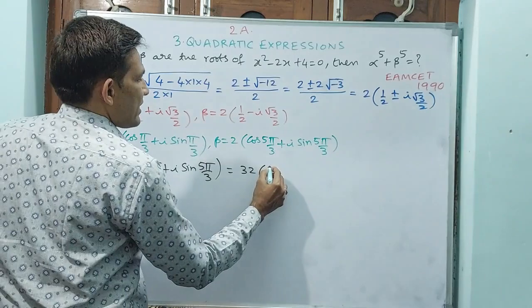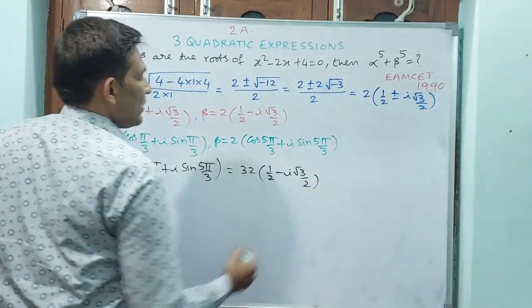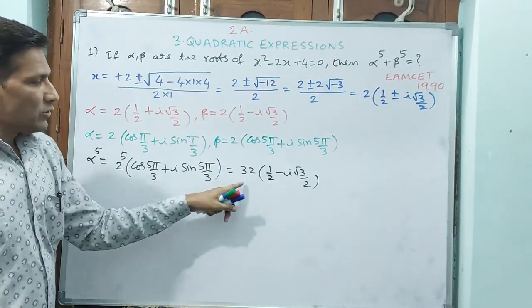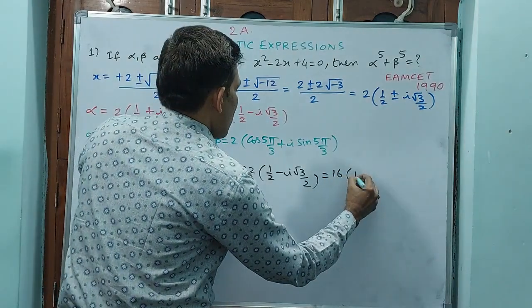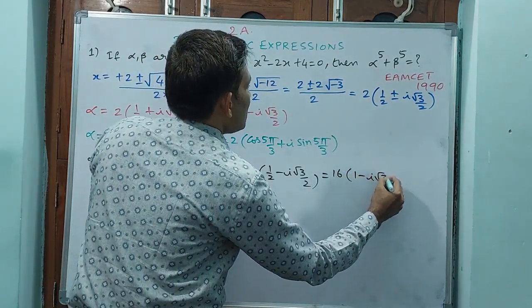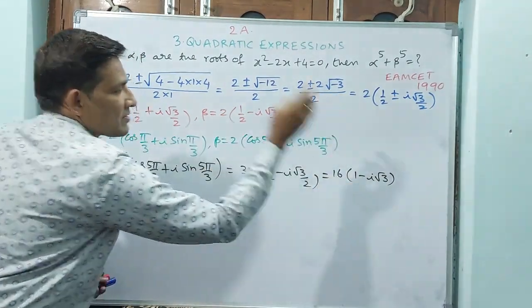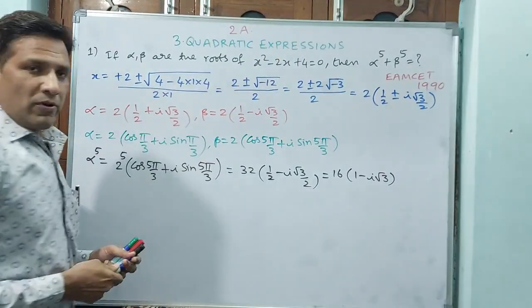See what I am writing: 1/2 minus i root 3 by 2. Now this 2 also you take out, so 16 will be there, times 1 minus i root 3. This will be final, because alpha to the power of 5 is this one. Over. Now go for beta to the power of 5.